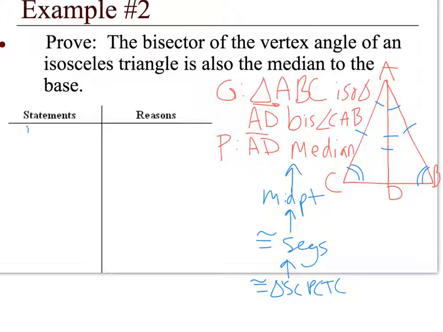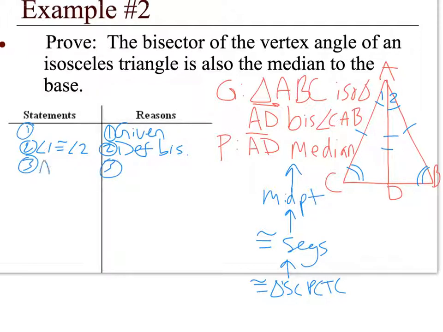I've got my first step, given. Second step. Let's see here. How about, let's make this angle 1 and angle 2. Angle 1 is congruent to angle 2, definition, bisect. Let's go with step 3 now. AC is congruent to AB. Definition, iso triangle. Now here's the option.